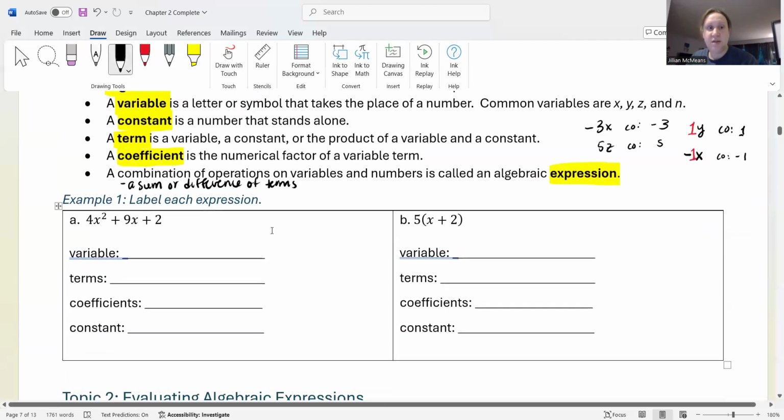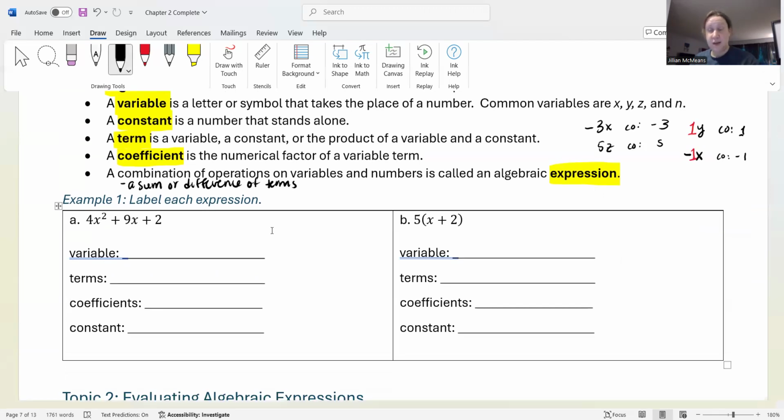For example 1, it says label each expression. So we're going to take all of the different parts of each expression and figure out what each of those parts are. We're going to think about the different definitions we've looked at: variables, constants, terms, coefficients, things like that. Looking at part A, we have 4x squared plus 9x plus 2. Notice we have two plus signs separating three different terms. So we do have three terms here, so keep that in mind, okay?